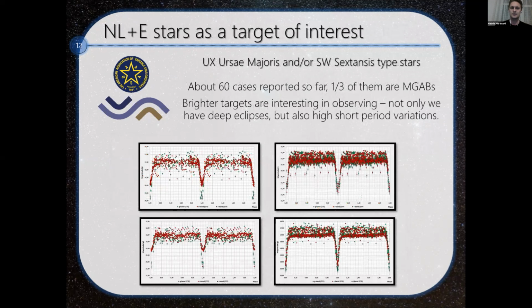The next type of stars, the nova-like variable stars showing an eclipsing companion, is a type of star that was less known before. There were only a few such cases known a few years ago, and my work allowed me to find about 20 more such cases, which allowed finding more targets.